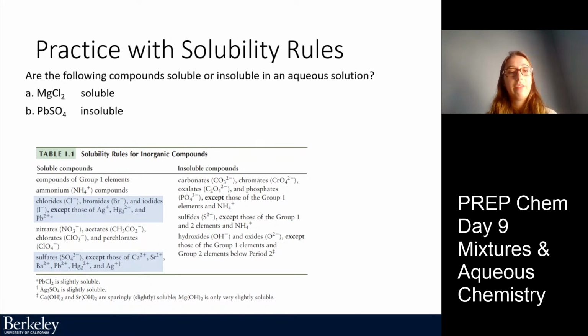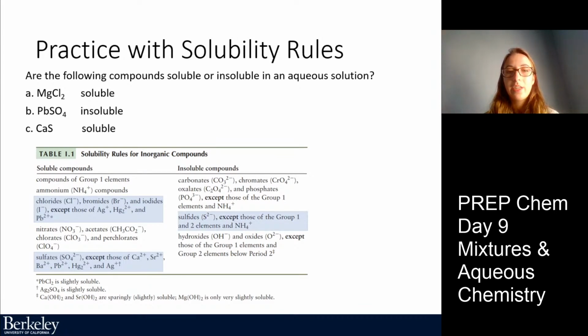For the second one, we have lead sulfate. We can, again, find the entry under this table. The one highlighted in blue at the bottom says sulfates are soluble, except those of calcium, strontium, barium, lead, mercury, or silver cations. Since we have a lead cation, that means that our compound will be insoluble, right? Because lead is one of those exceptions to this rule.